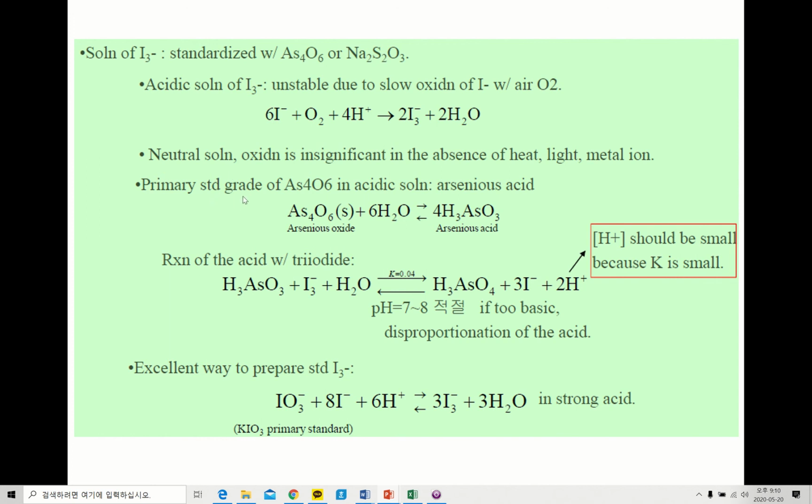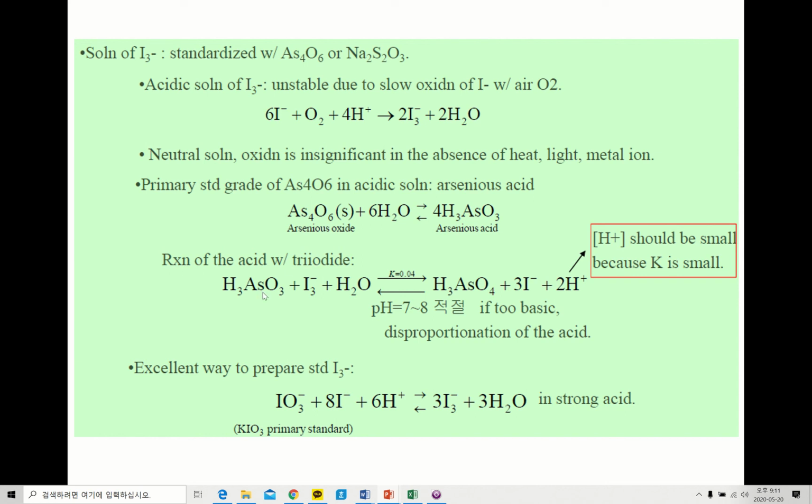Primary standard grade of this one, arsenic oxide, is a solid, and you can buy very high purity arsenic oxide. It reacts with water to become arsenic acid. So this can be used as a primary reducing solution. So how does the reduction go on?